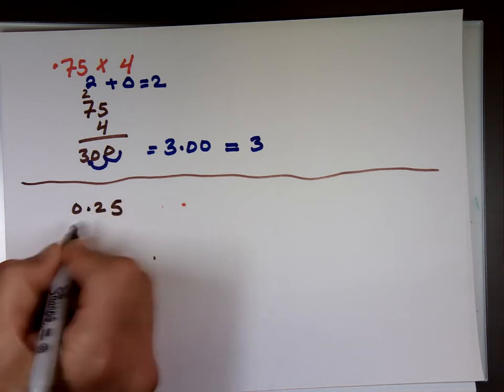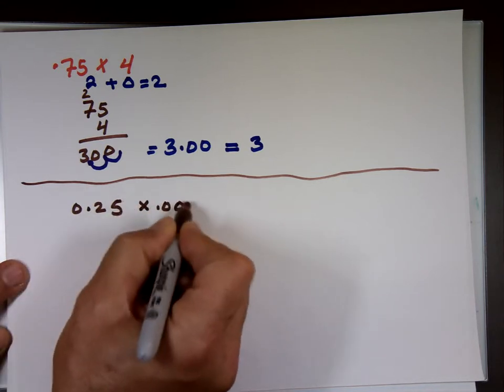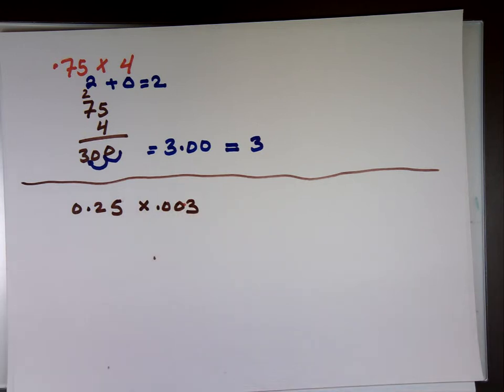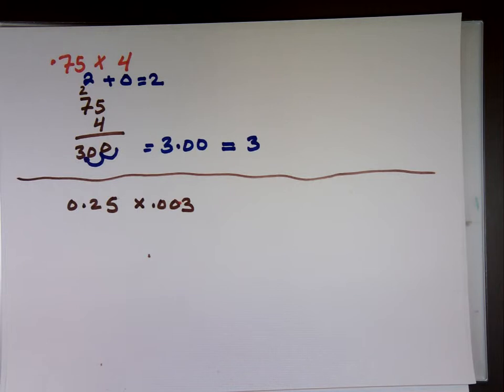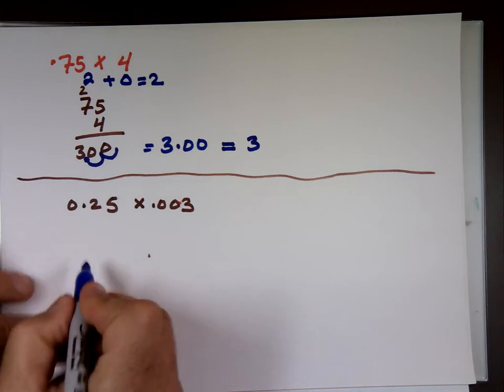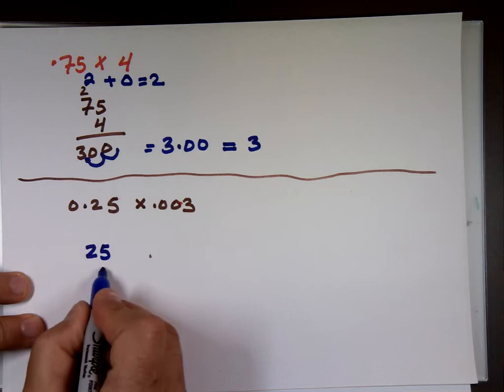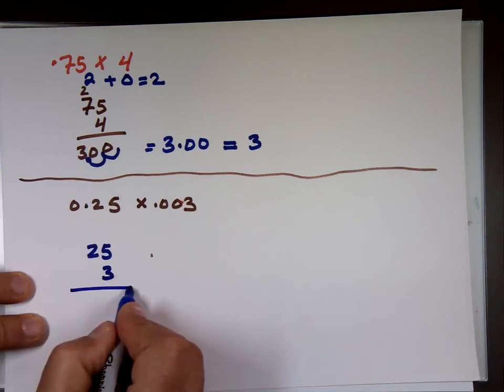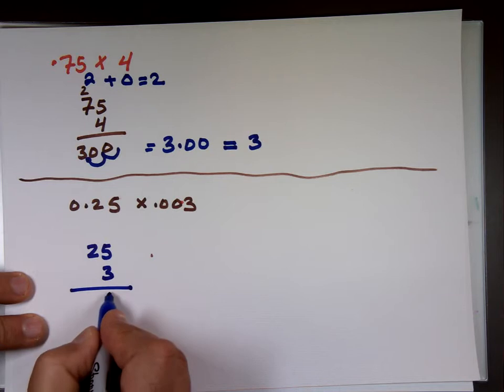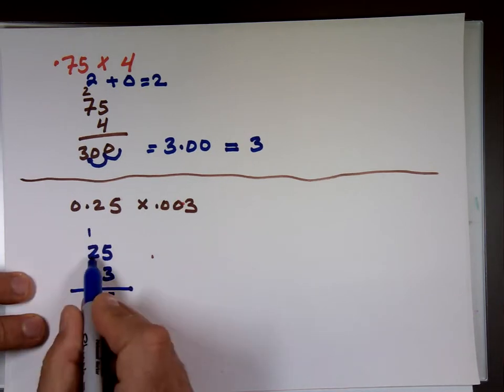0.25 times 0.003. Let's write the numbers without the decimal point. 25, and what's the other number? 3. 0, 0, 3 is 3, right? 3 times 5. 5 carry 1. 3 times 2, 6 and 1, 7.